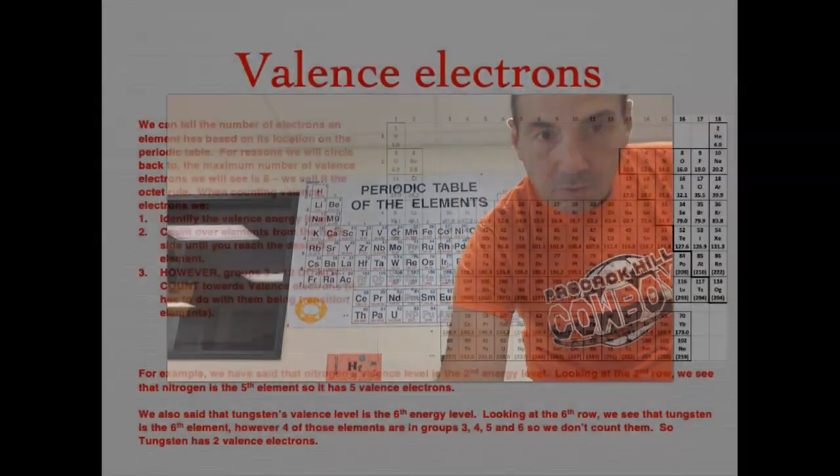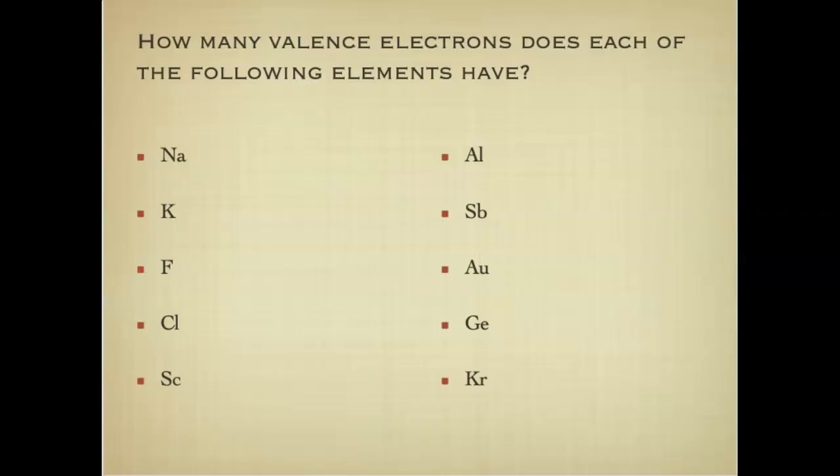So let's try a few. And by let's, I mean you. All right, so sodium, potassium, fluorine, chlorine, scandium, aluminum, antimony, gold, germanium, krypton. Find them on the table, get used to it. So sodium over here, potassium over here, fluorine, chlorine, scandium. We got aluminum, antimony, germanium, and krypton. Okay? So just do the counting.